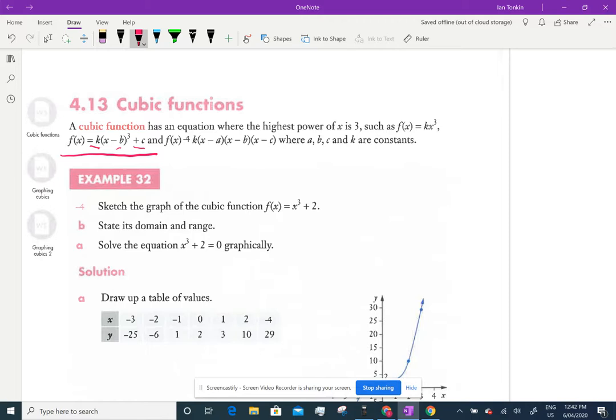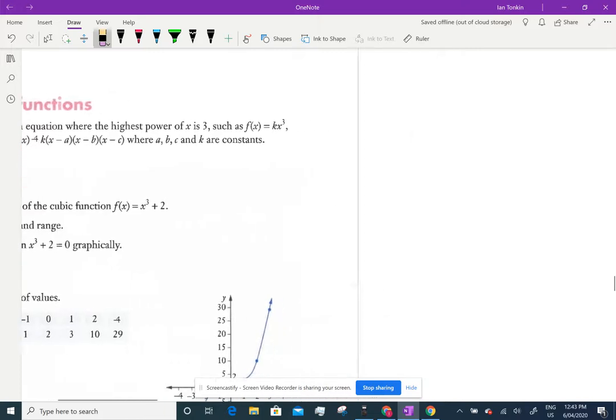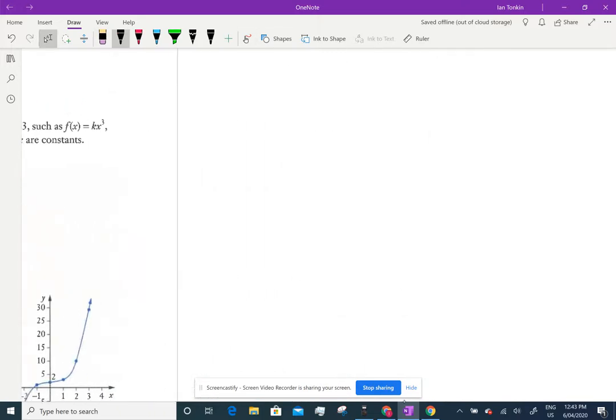Now, what do those constants do to the graph? If you know from last year when we did the elective, any movement with the x will move it left or right, and anything that goes with the y will move it up or down. This k here does something else: it'll make it steeper or flatter according to its value, or turn it upside down if it's negative. So first of all, let's have a look at what a standard cubic function looks like.